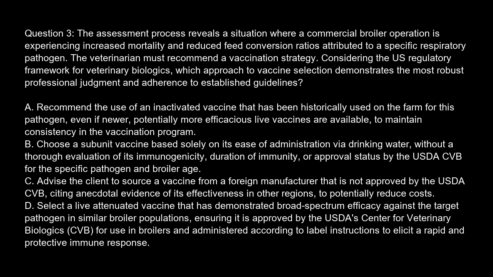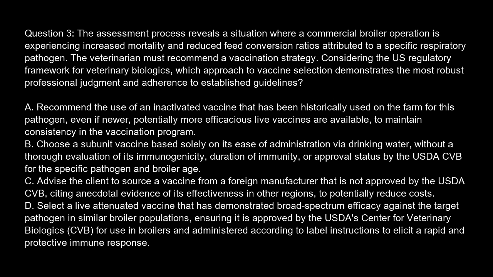Recommend the use of an inactivated vaccine that has been historically used on the farm for this pathogen, even if newer, potentially more efficacious live vaccines are available, to maintain consistency in the vaccination program. Option B. Choose a subunit vaccine based solely on its ease of administration via drinking water, without a thorough evaluation of its immunogenicity, duration of immunity, or approval status by the USDA CVB for the specific pathogen and broiler age.